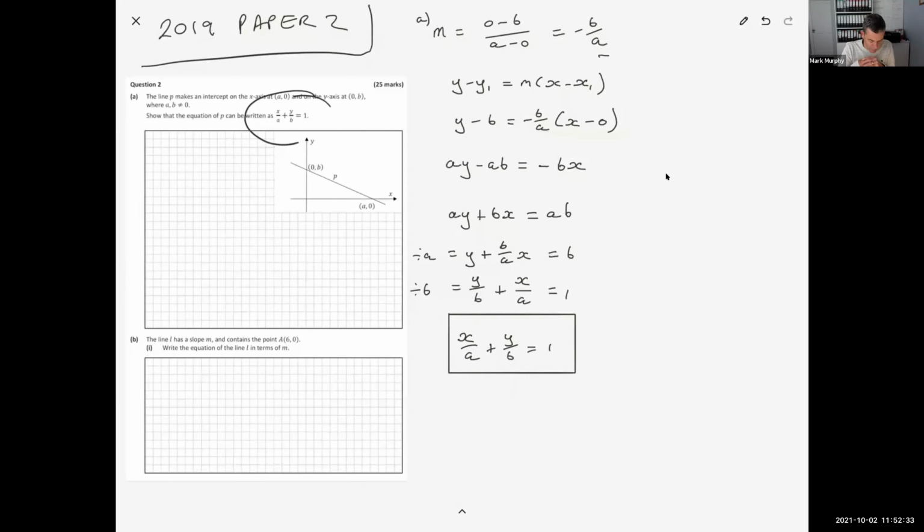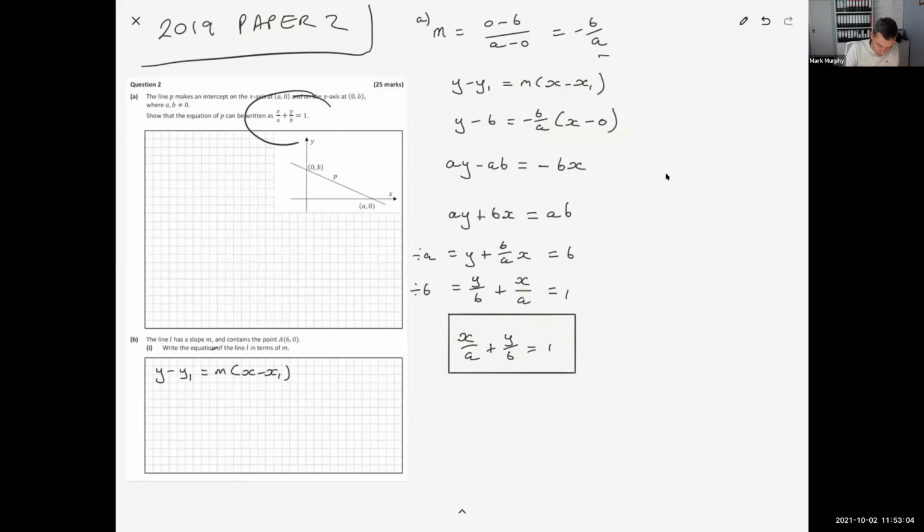Now let's look at the second part. Part B says the line L has a slope m and contains the point (6, 0). Write the equation of line L in terms of m. Right, so the slope equals m and the point is (6, 0). Let's write out that form again. y minus y1 equals m into x minus x1. This is a very simple question actually.